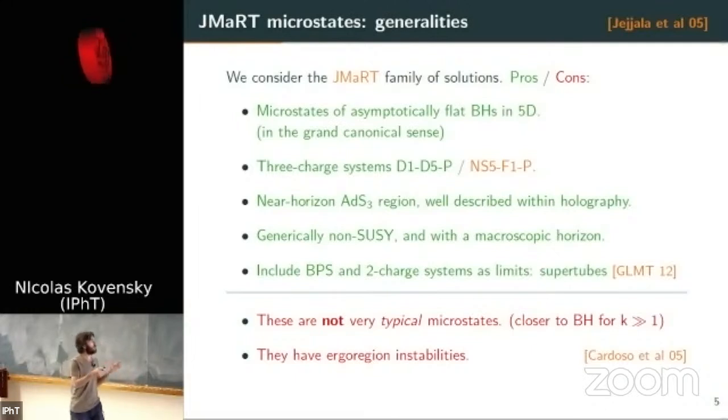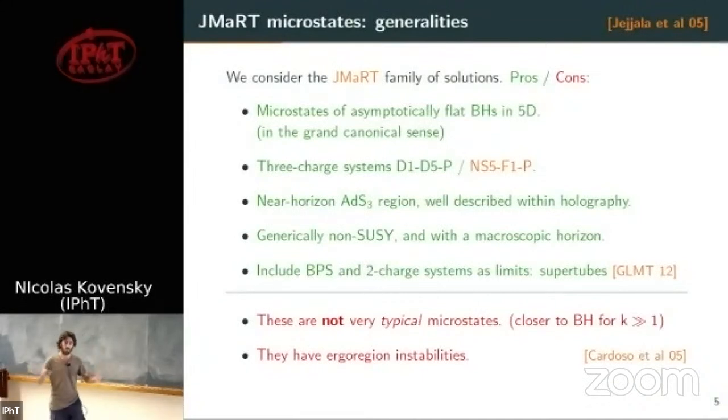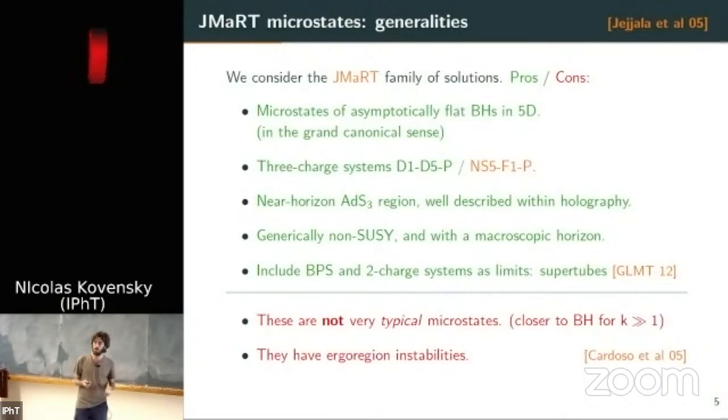And these have the following characteristics. They are microstates of asymptotically flat black holes in 5 dimensions. These are, in general, 3-charge systems, which we can view, for example, in the D1-D5-P frame or in the NS5-F1-P frame, which is the one I'll be using, obviously for obvious reasons, because I'm going to try to use the worldsheet theory. They have a near-horizon AdS3 region, which is well described within holography. And they are generically non-supersymmetric and with a macroscopic horizon. Of course, they include a lot of previously known cases, BPS cases, and 2-charge cases in this family of solutions, and those will be also included in what I'll be discussing.